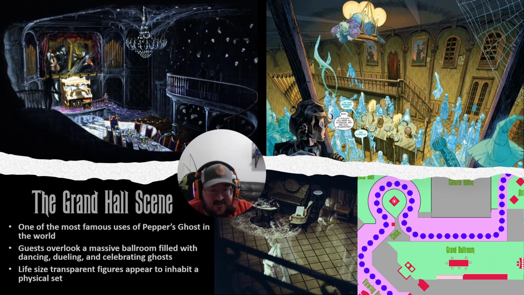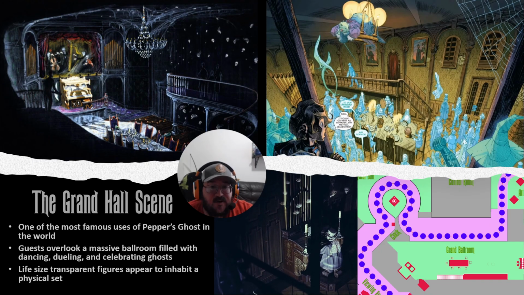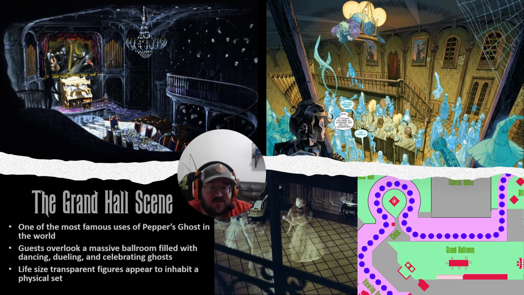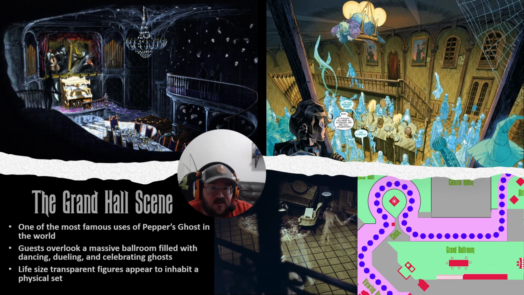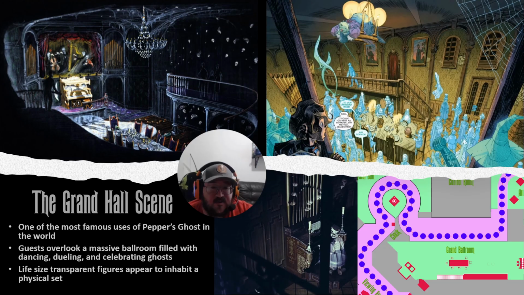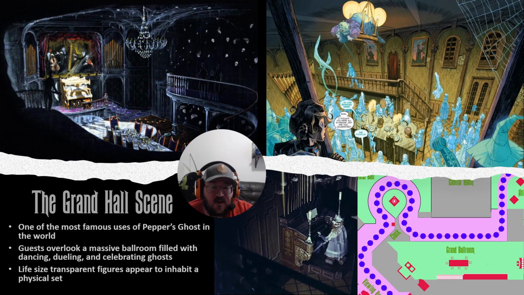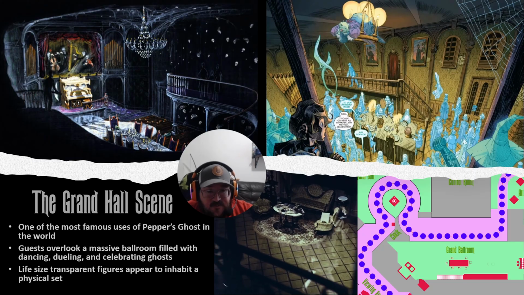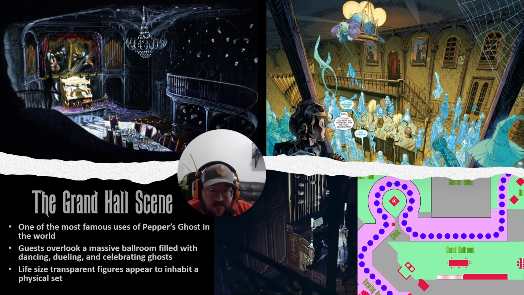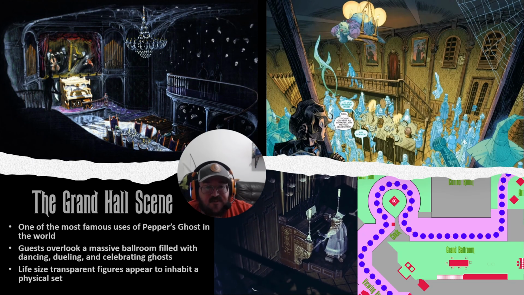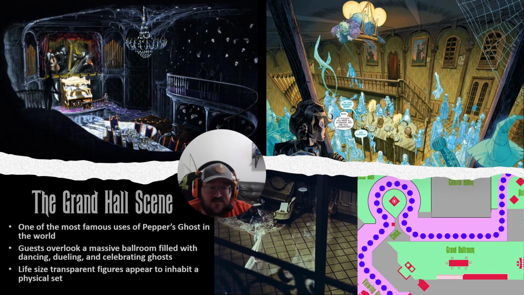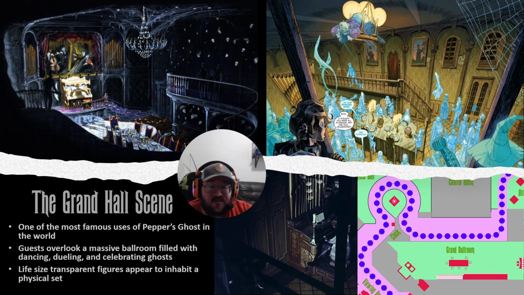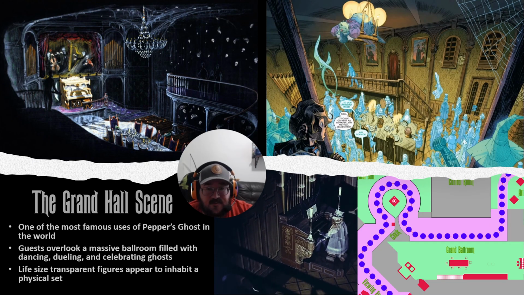So let's talk about the scene itself in the Haunted Mansion. After completing the scene in Madame Leota's parlor, you arrive in the Haunted Mansion's Grand Hall. Guests look down onto a large ballroom where several ghosts appear to dance, blow out candles, and celebrate their swinging wake. These figures look transparent yet fully dimensional, and they seem to interact with the physical set. They are often mistaken as holograms, but it's actually one of the most ambitious and successful uses of a very simple Victorian theatrical illusion known as Pepper's Ghost.